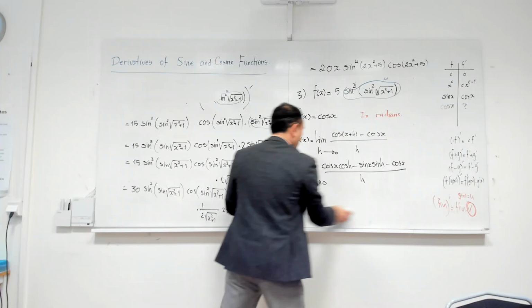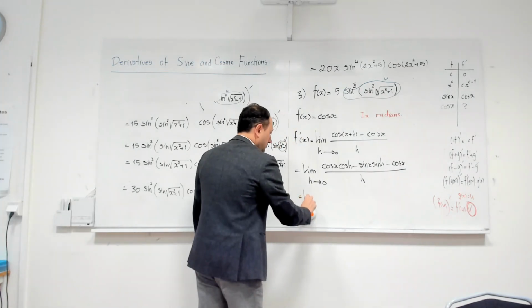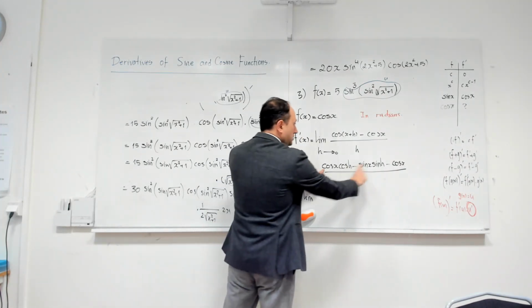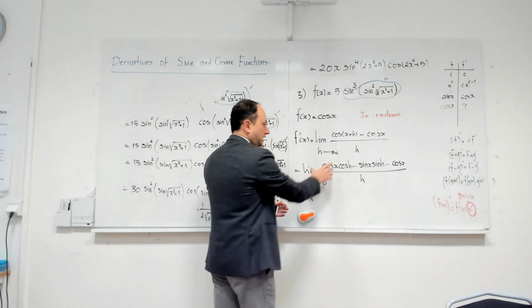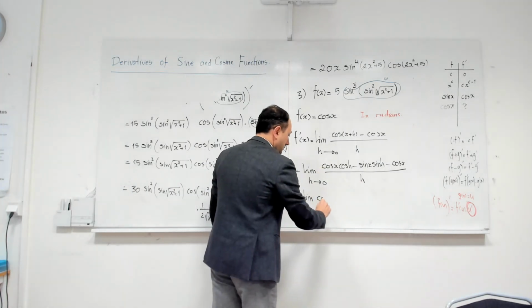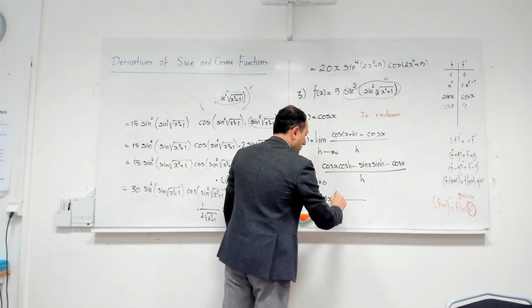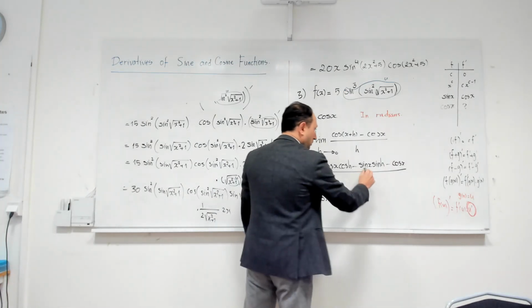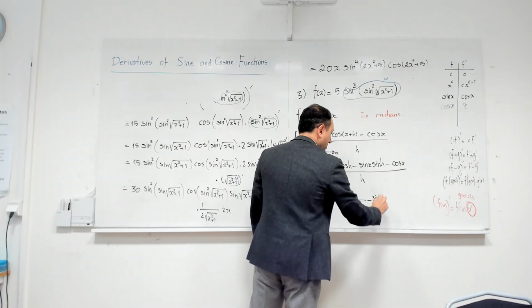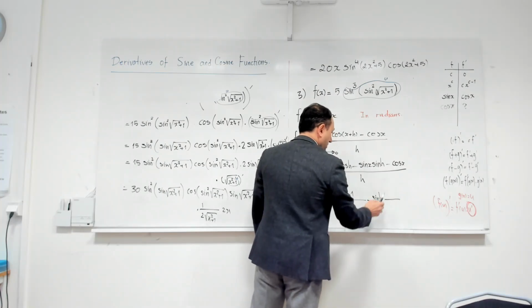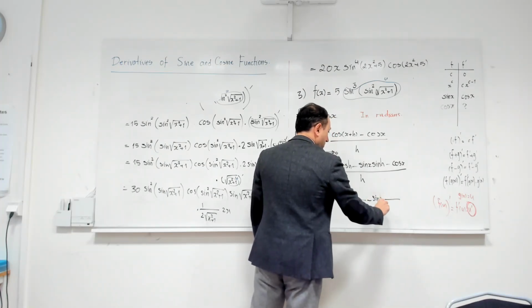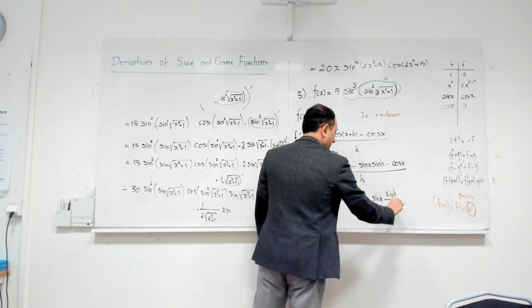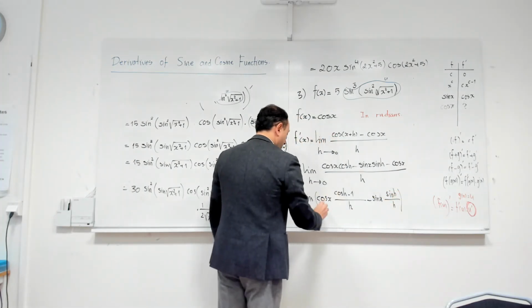Okay, so if I want to do the same thing, but I want to do it faster, between these two, I can factor a cosine out and then divide by h. I write it in this form: cosine x, (cosine h minus 1) over h, and then I will have minus sine x, sine h over h, as h goes to 0.